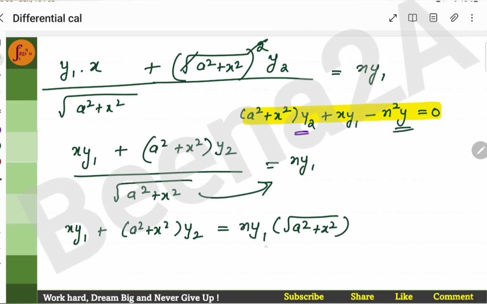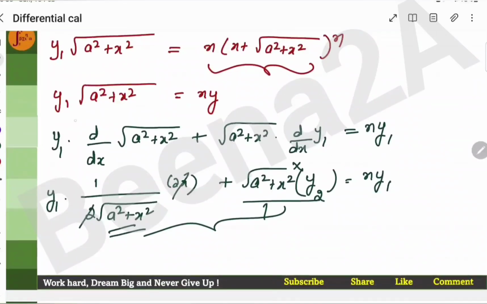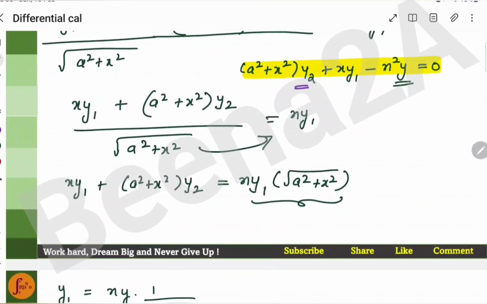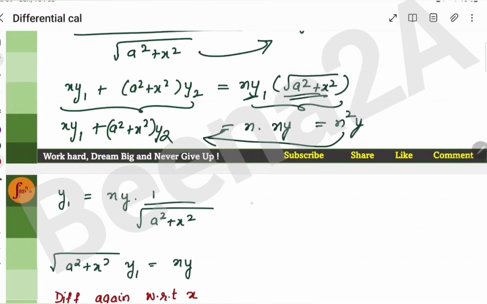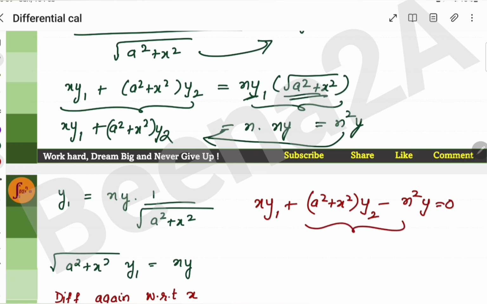That means this portion has to be substituted. Let's see. Okay, here y1 into root of a square plus x square is ny. So n into ny is nothing but n square y, right? Now I rearrange these terms. This is what I will get. So when I bring it here, it will become xy1 plus a square plus x square y2 minus n square y is equal to 0. So I have proved this statement.